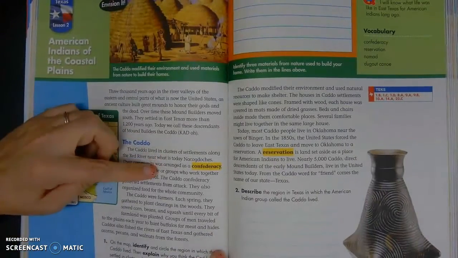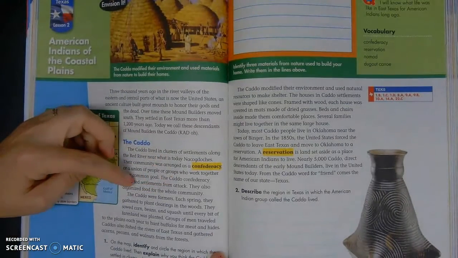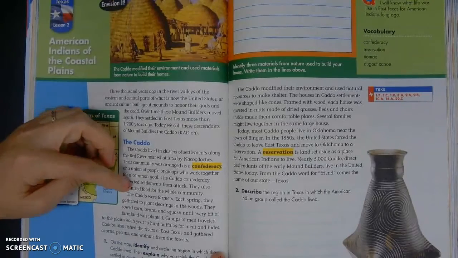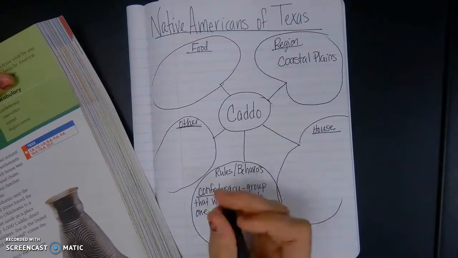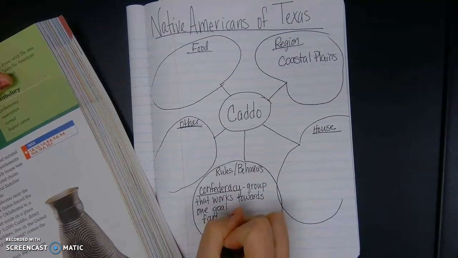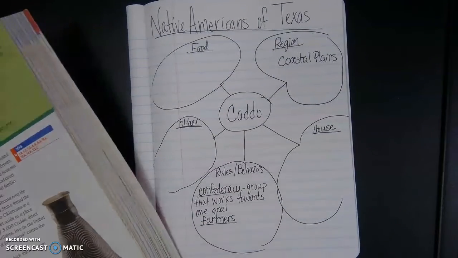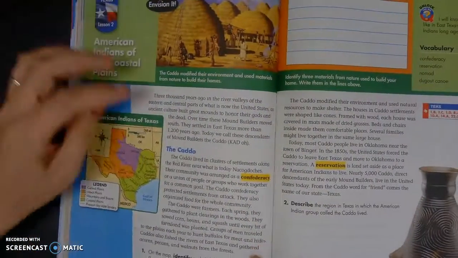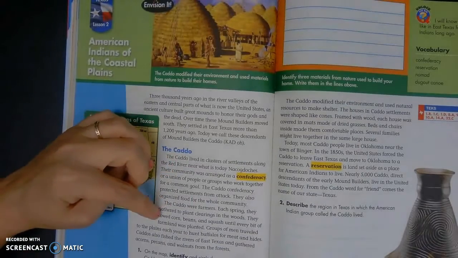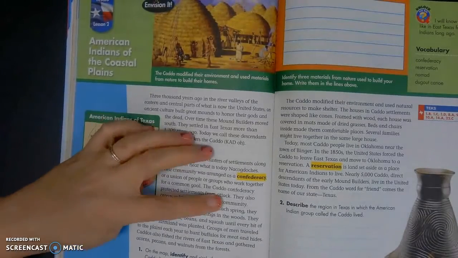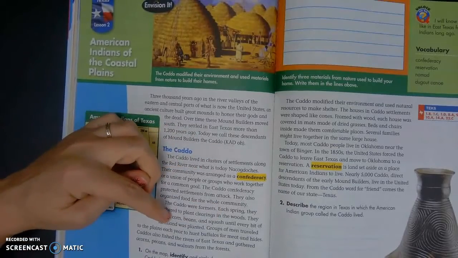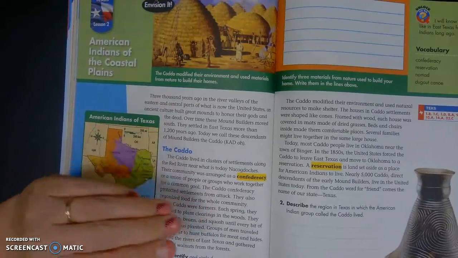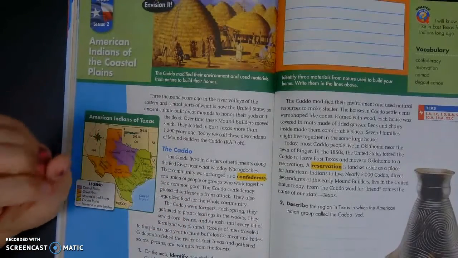All right. The Caddo Confederacy protected settlements from attack. They also organized food for the whole community. The Caddo were farmers. Ooh, that's a behavior, don't you think? They were farmers. That probably is going to tell us a little bit about their food, too. The Caddo were farmers. Each spring they gathered to plant clearings in the woods. They sowed corn, beans, and squash until every bit of farmland was planted.